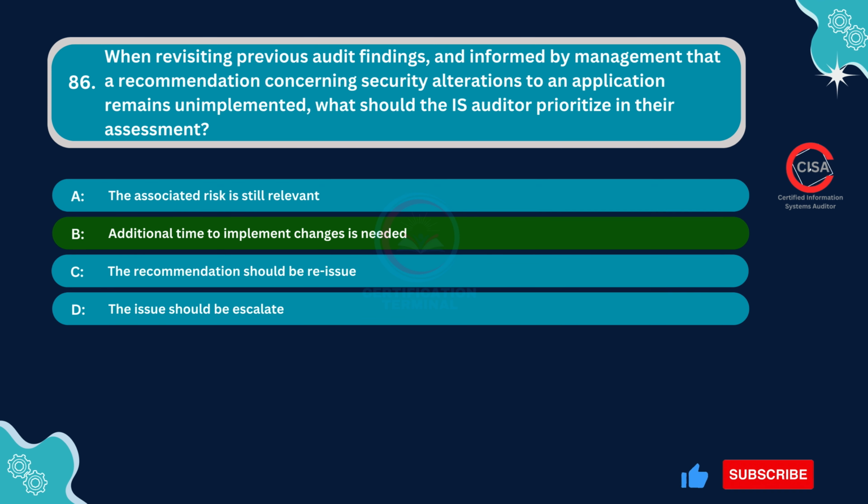The primary concern is whether the unimplemented security changes expose the application to significant vulnerabilities. If the risk has been mitigated by other means, the urgency of implementing the original recommendation might be lower. IS audits follow a risk-based approach. Understanding the current risk allows the auditor to prioritize their actions. If the risk is high, further investigation and potentially escalation might be necessary. If the risk is low, alternative solutions might be explored.